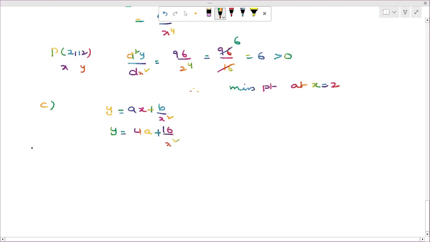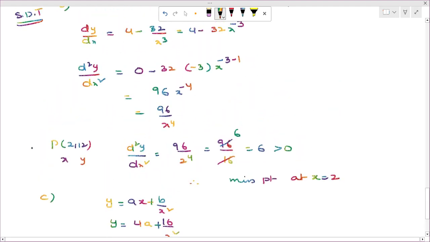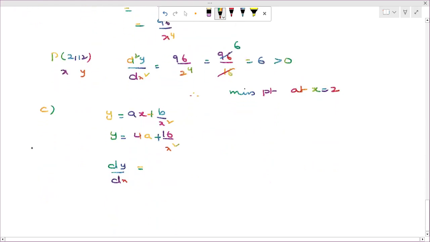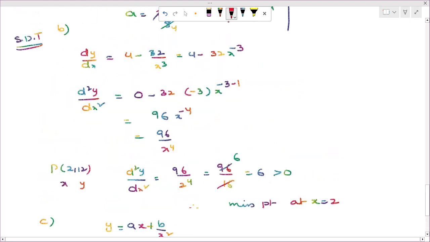Okay. Now dy by dx, what did I get over here? dy by dx is equal to 4 minus 32 by x cubed. 4 minus 32 by x cubed. This is 4 only. 4 minus 32 by x cubed. Okay, that is dy by dx. Just we have done that.